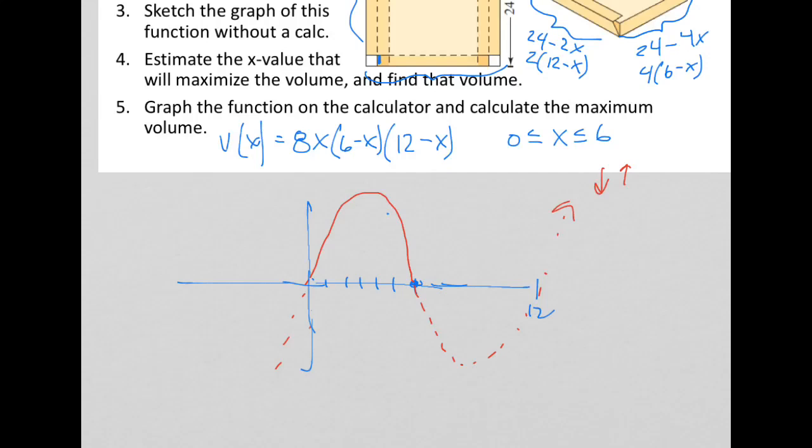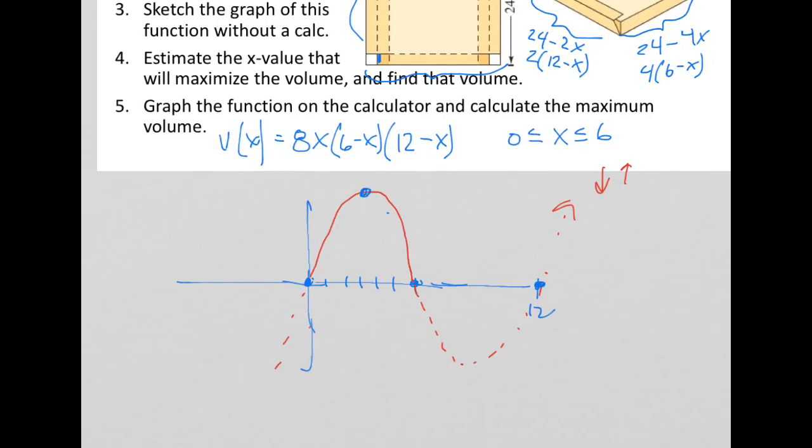Now, real quick, let's talk about our zeros. Since the multiplicity of each of those zeros is 1, that's why I know I'm crossing at all of these 0 points instead of bouncing. So let's estimate an x value that will maximize the volume, and then let's find that volume. So we're going to get a maximum value somewhere around here. Now this isn't a perfect sketch, so I don't know, but I know it's going to be roughly halfway between those 2 points is a good guess. So let's just for fun try the x value of 3.